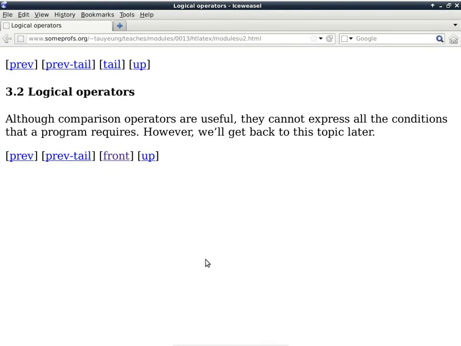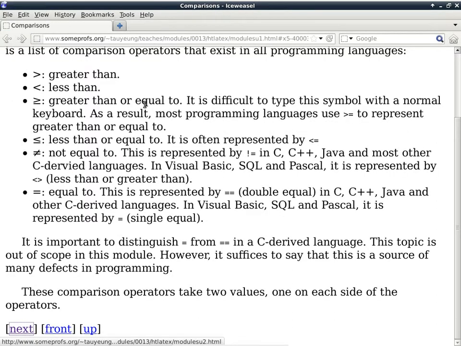All right, next. Oh, wait, let me go back to the previous slide. Are there any questions about any one of these comparison operators? Greater than, less than, greater than or equal to, less than or equal to, not equal to, and equal to. So what's the difference between a single equal and a double equal? One represents comparison, which means the computer is asking the question, or it will be answering the question. Is it true or is it false that the left-hand side has the same value as the right-hand side when you use double equal to?